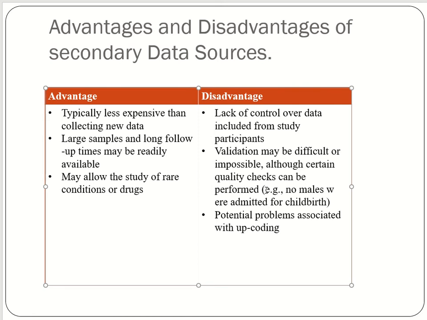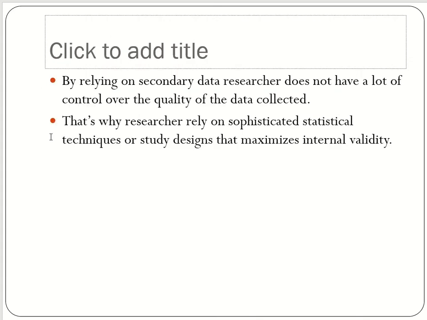Potential problems associated with coding: if there is some error in coding or there is a change in the coding, all of this has to be accounted for. So by relying on secondary data, the researcher does not have a lot of control over the quality of the data collected. That's why researchers rely on sophisticated statistical techniques or study design to maximize internal validity.